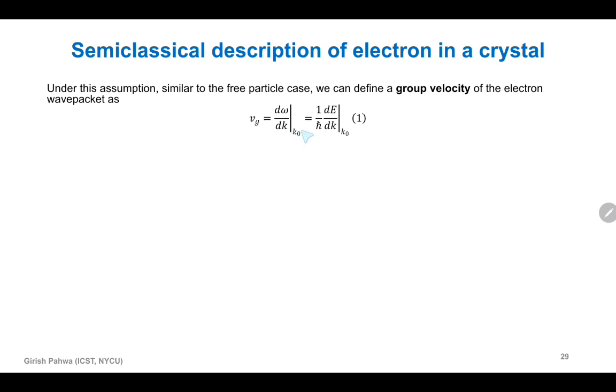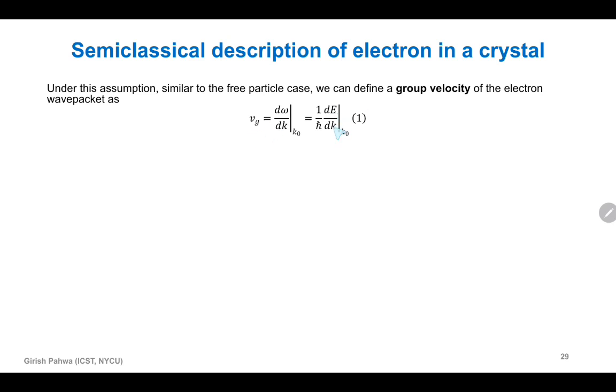And what is my omega? E is equal to h bar omega, so omega is simply E by h bar. So we get dE over dk. This is an important relationship, right? It means that Vg is equal to 1 by h bar dE over dk. Now, depending upon the relation between E and k, you can have different group velocity, right?